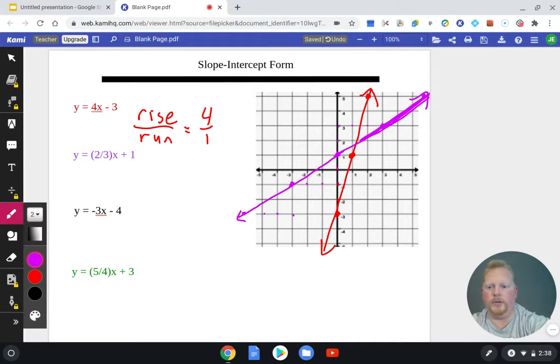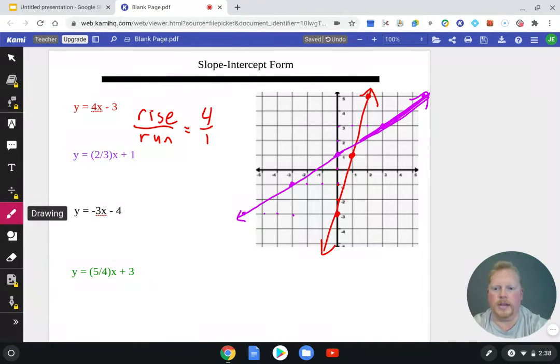So let's try another one. Negative 3x minus 4. So I'm going to start at negative 4. And my slope is negative 3. So that means I go down 3 and forward 1. Okay, again, because it's negative, I should know which direction my line's going to go. But if I go down 3 spots, I run off the grid. So instead of going down 3 and over 1, I'm going to go up 3 and backwards 1. Up 3 and backwards 1.